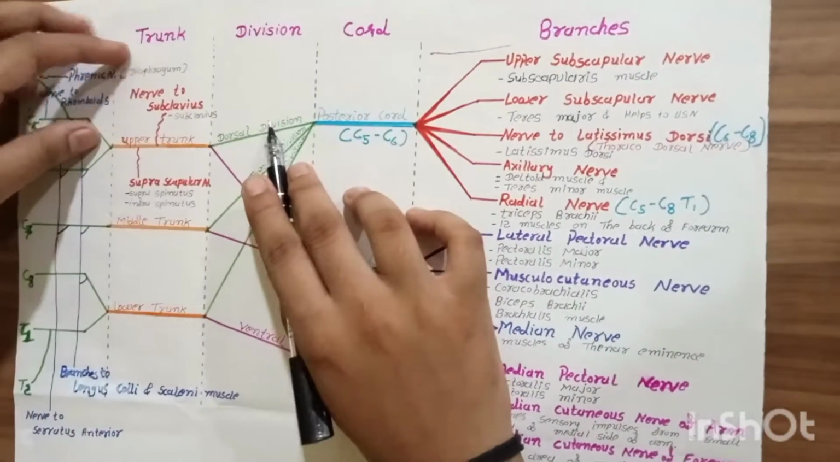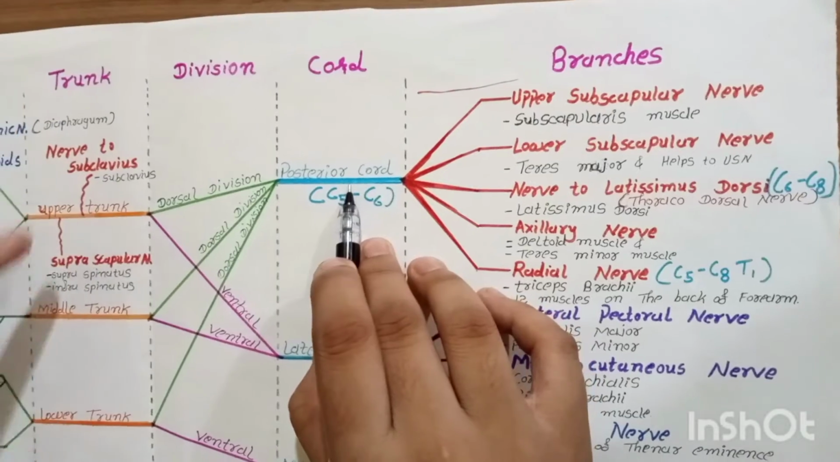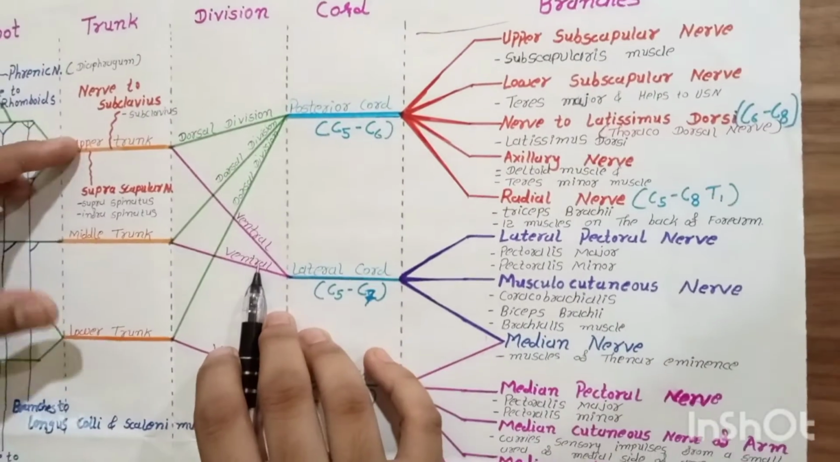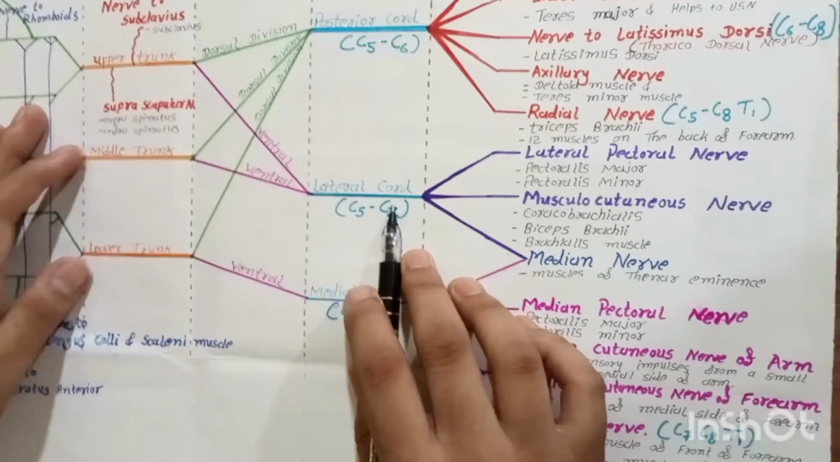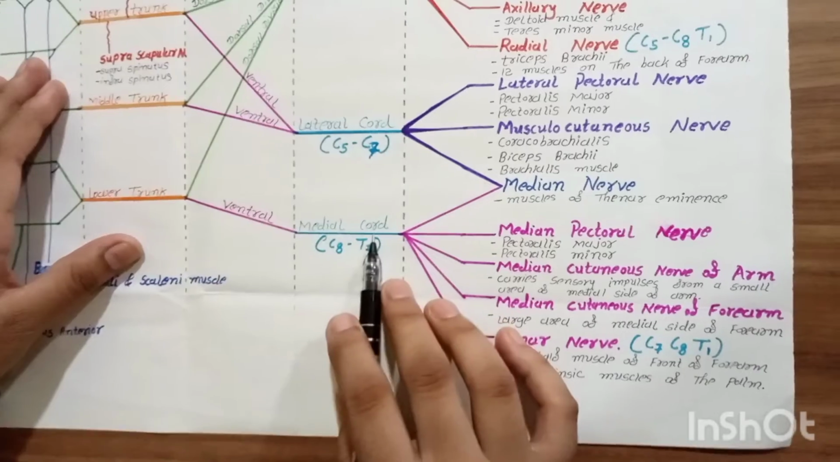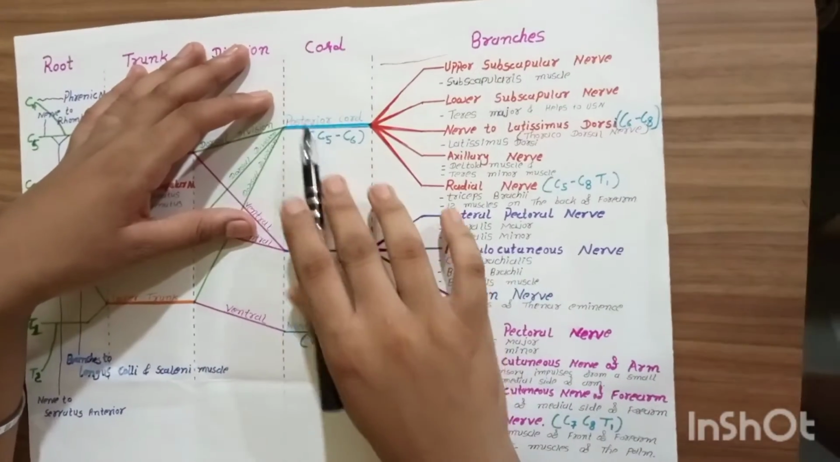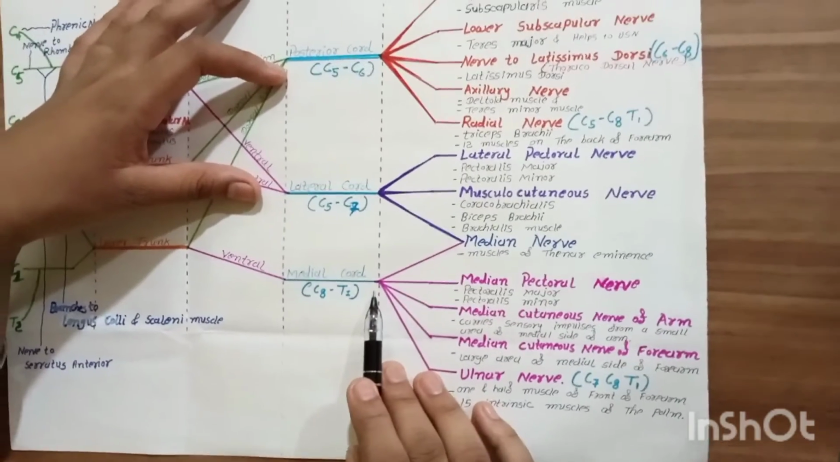All the dorsal divisions unite to form the posterior cord, and the ventral divisions of the upper trunk and middle trunk unite to form the lateral cord. The ventral division of the lower trunk forms the medial cord. Now there are 3 cords: posterior cord, lateral cord and medial cord.